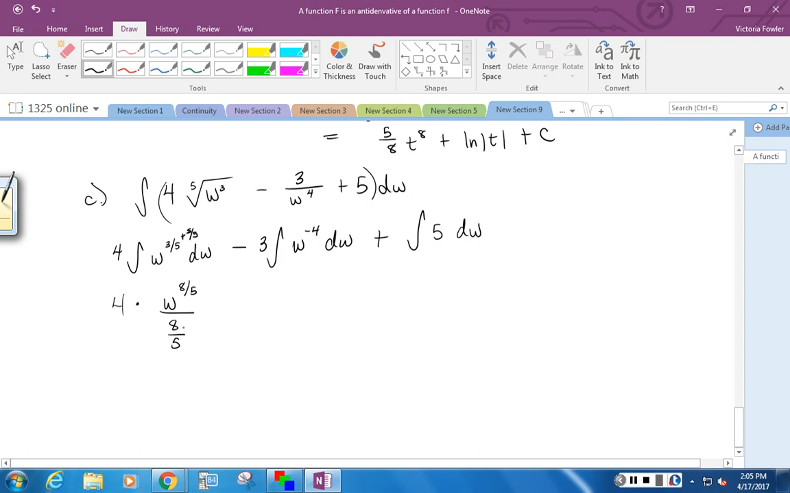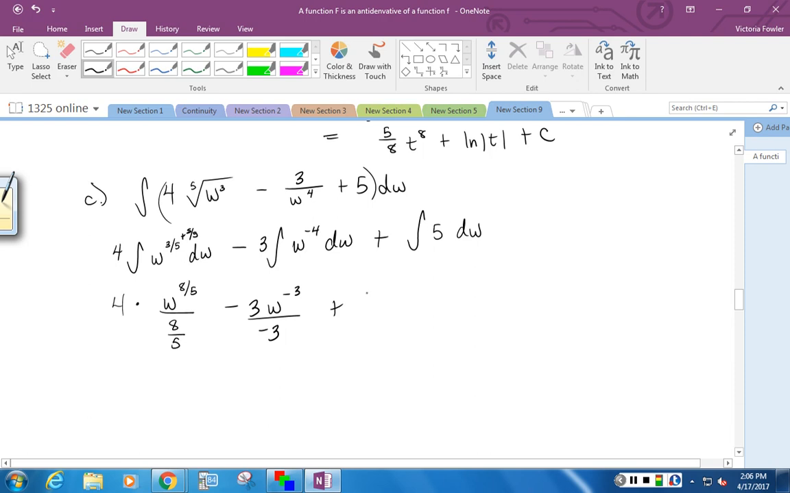I'll rewrite that in a moment. I have a constant, but I'm going to save that till the very end. Over here I have minus 3 times w to the, add 1 to the power is negative 3. Divide by that new power, negative 3. So you can see I'm going to have to do a little bit of simplifying. And then I move over to the next part here.